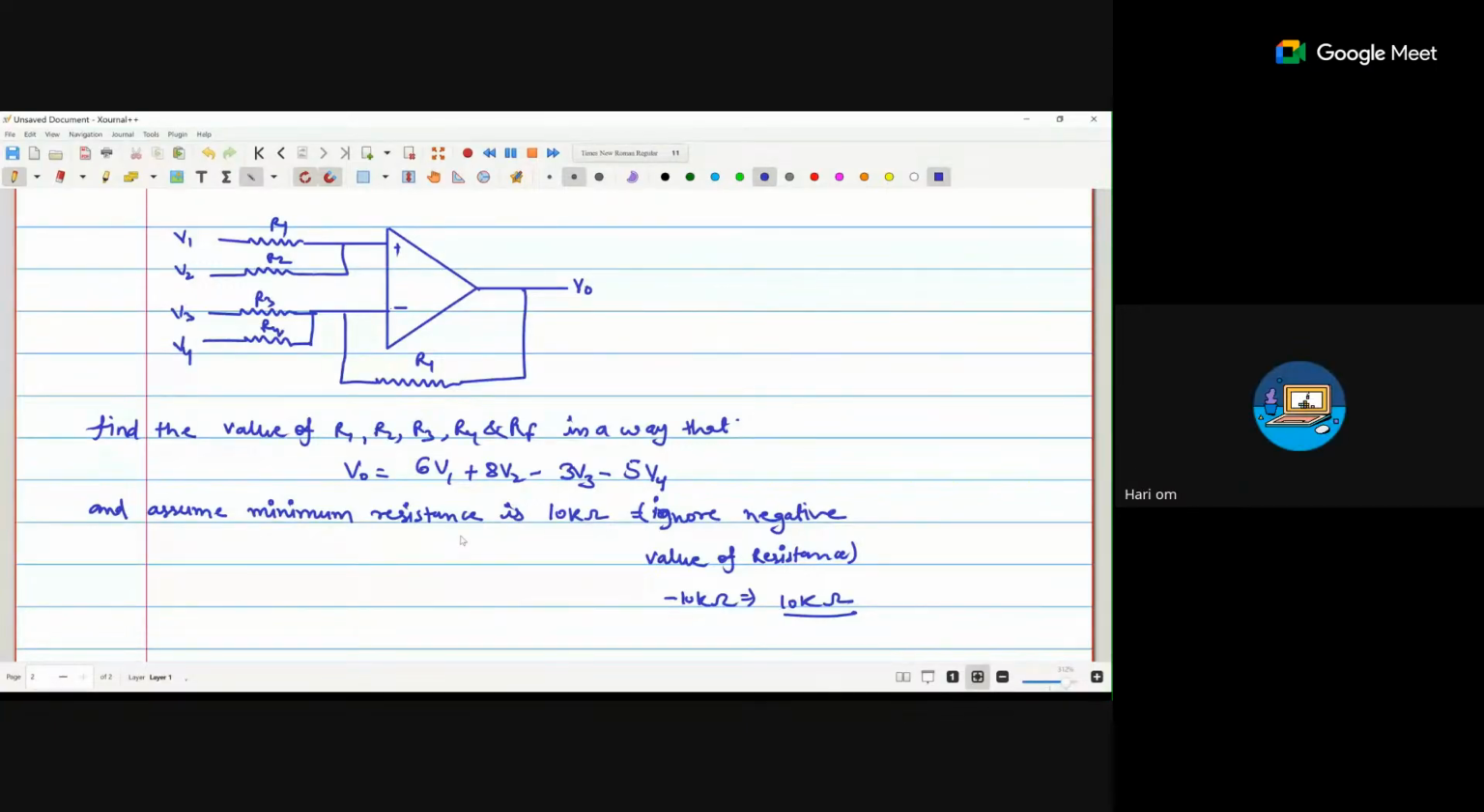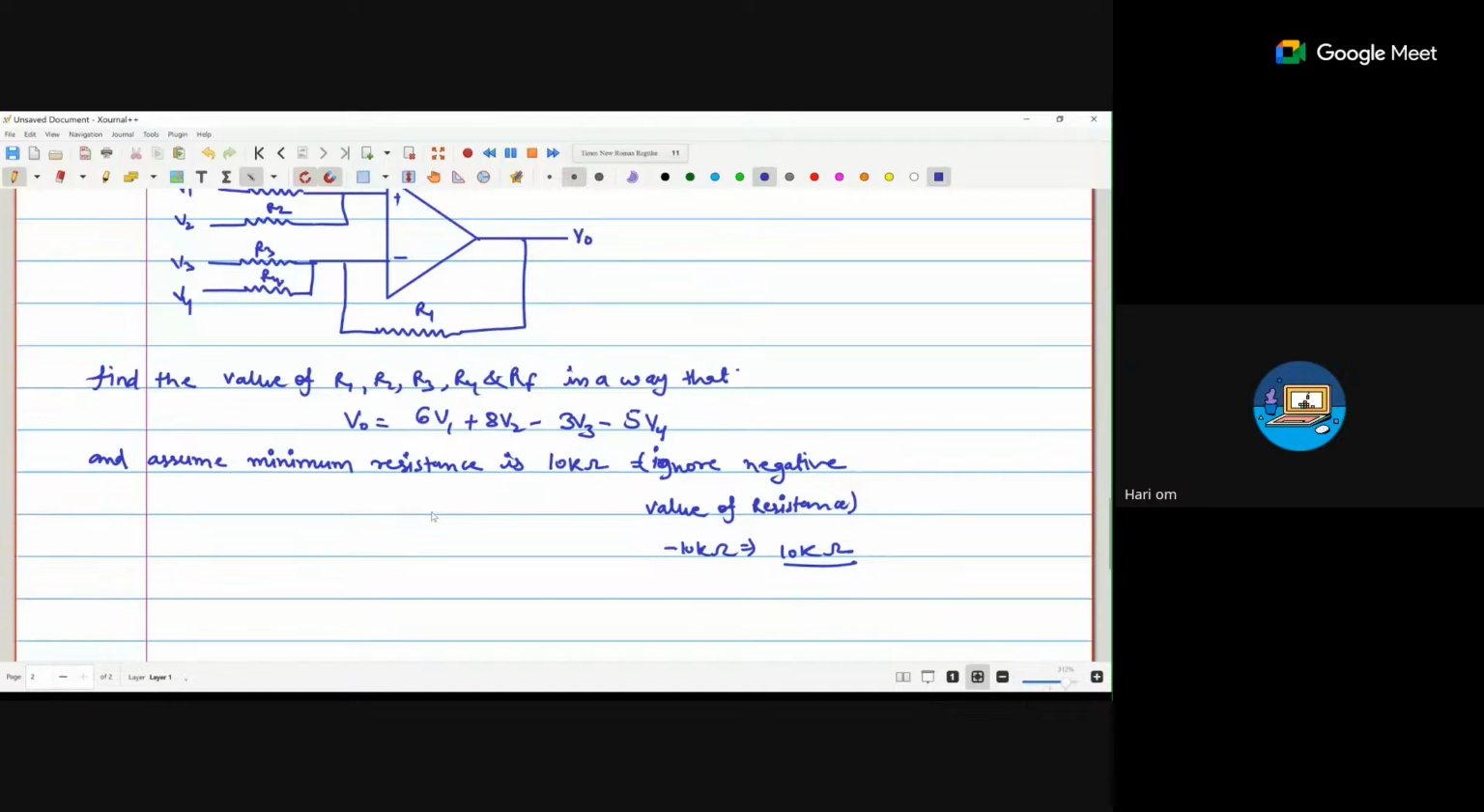So I calculated everything in terms of RF. R4 is equal to RF by 5, R3 is equal to RF by 3, and (R1 plus R2) divided by R1 R2 is equal to 8 by 9, and (R1 plus R2) divided by R1 R2 is equal to 6 by 9. So any value you are getting? I'm confused, what value can we take as 10K, like if we take R1 as 10K or R2, so which value to take as 10K.